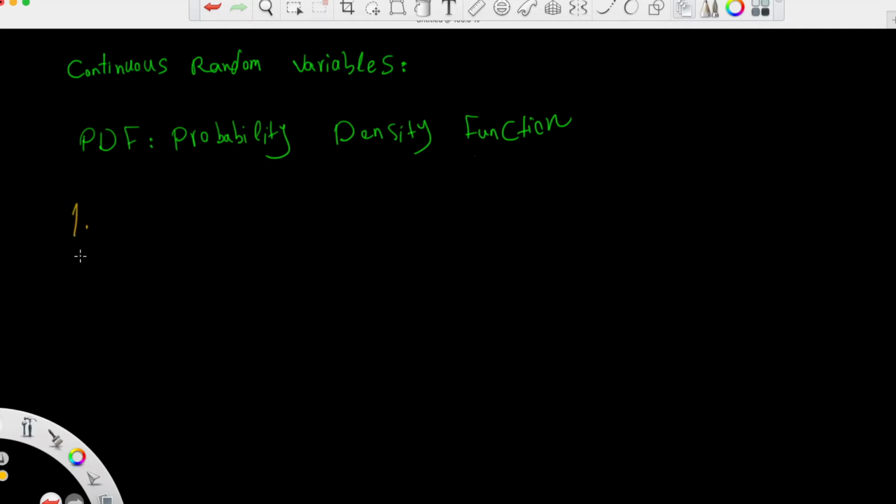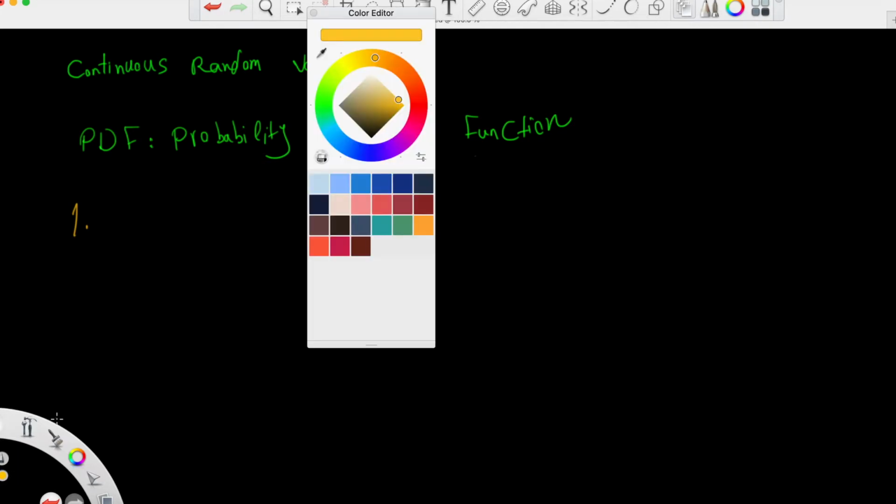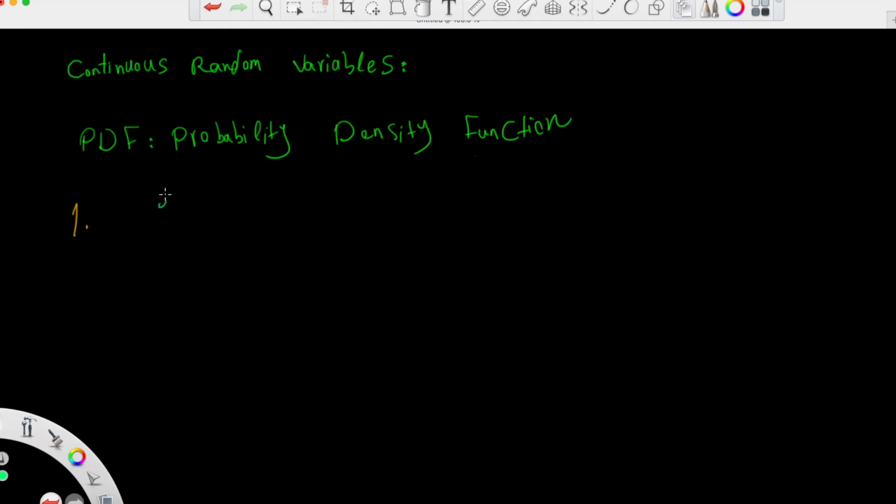First, we know that for any event in your sample space, probability takes values more or equal to 0 and less than 1. So given that f of x is a probability density function, then f of x should be greater or equal to 0.